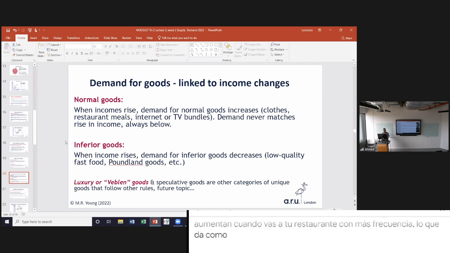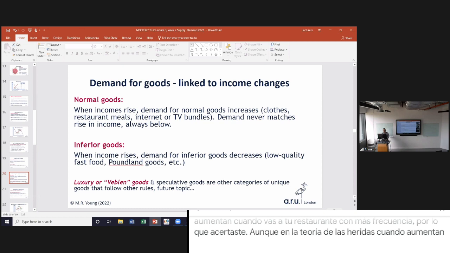Inferior goods, though: when income rises, the demand falls. For example, Poundland. If your salary increases, your shopping at Poundland is going to decrease, right? If you're smart, you will still shop there. What we're talking about here, there are always exceptions. We're talking about what the general law is.